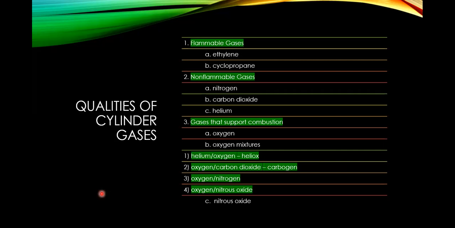Then we have carbogen, which is oxygen and carbon dioxide mixed together. Then we have oxygen and nitrogen together, or oxygen and nitrous oxide together. Those are all support combustion. Just remember that anything that has oxygen in it will support combustion, okay? Now, what is a quality of helium that's different than everything else that you've noticed over your life? What is helium?